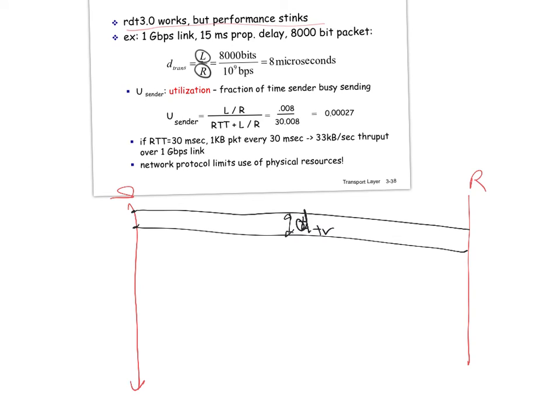Now, what is this time? Why did I draw the packet diagonal and not straight? When the packet arrives here, the receiver will send the acknowledgement, and the acknowledgement will go back to the sender. But why am I drawing it diagonal and not straight? Because the packet has to propagate over the channel. So this is in fact the propagation delay.